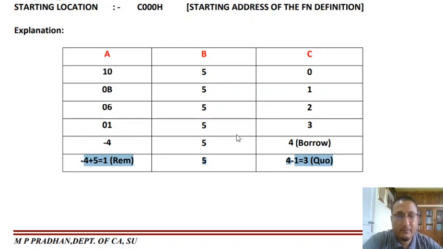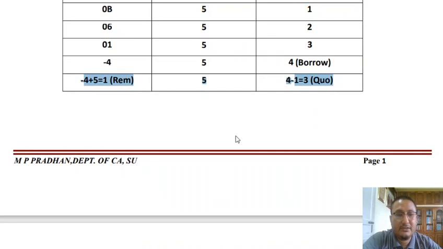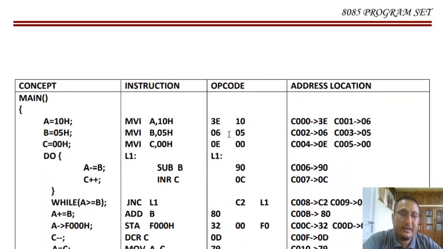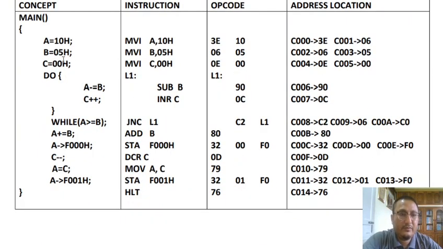Let us transform this explanation into a concept note and a program using 8085 instructions. Here we have the concept note. A is equal to 10 hex, B is equal to 05 hex, C is equal to 00 hex. Now we have the iteration. We are successively subtracting B from A, and every time subtraction is done, the value of C is incremented by 1. The process repeats until the borrow flag is set.